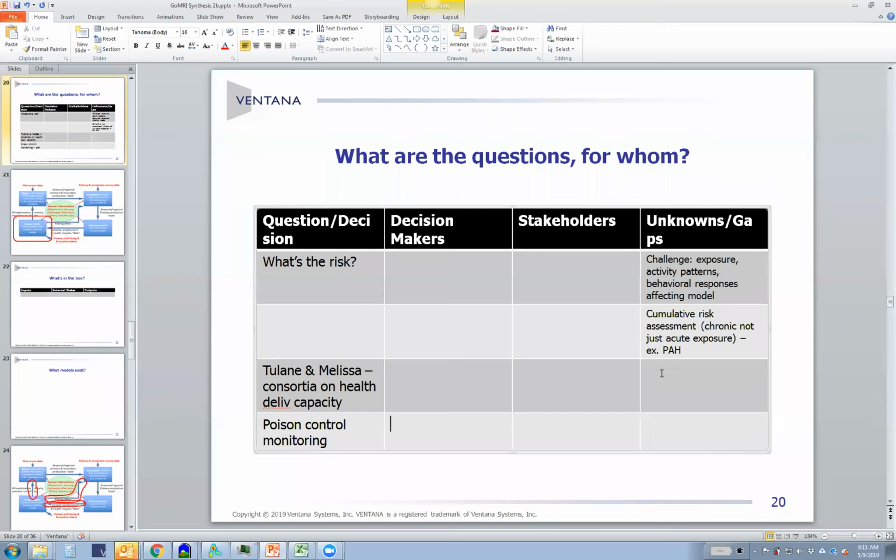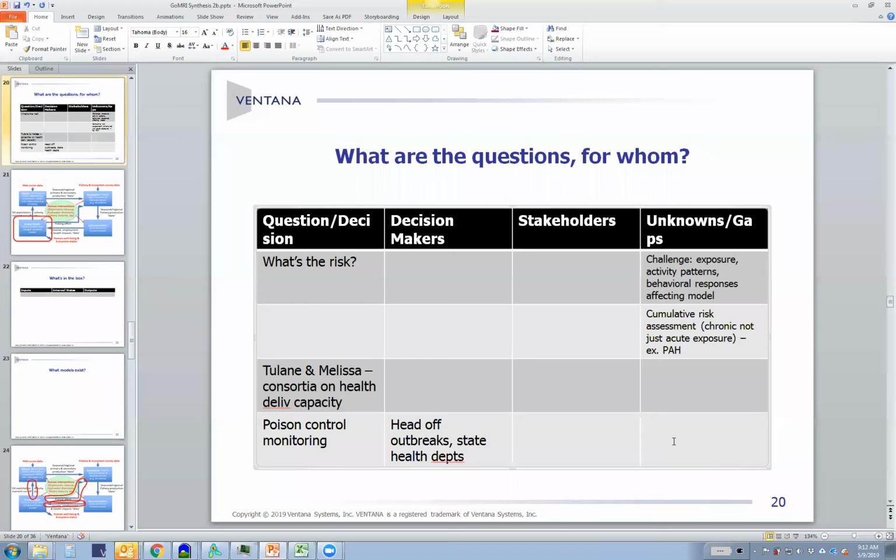Interesting. So the kind of decision here is... What happens is when we detect an uptick in calls, we notify the state health department, and then they take it from there. Ah, okay. So the kind of the actor is... Would be the health department, yeah.